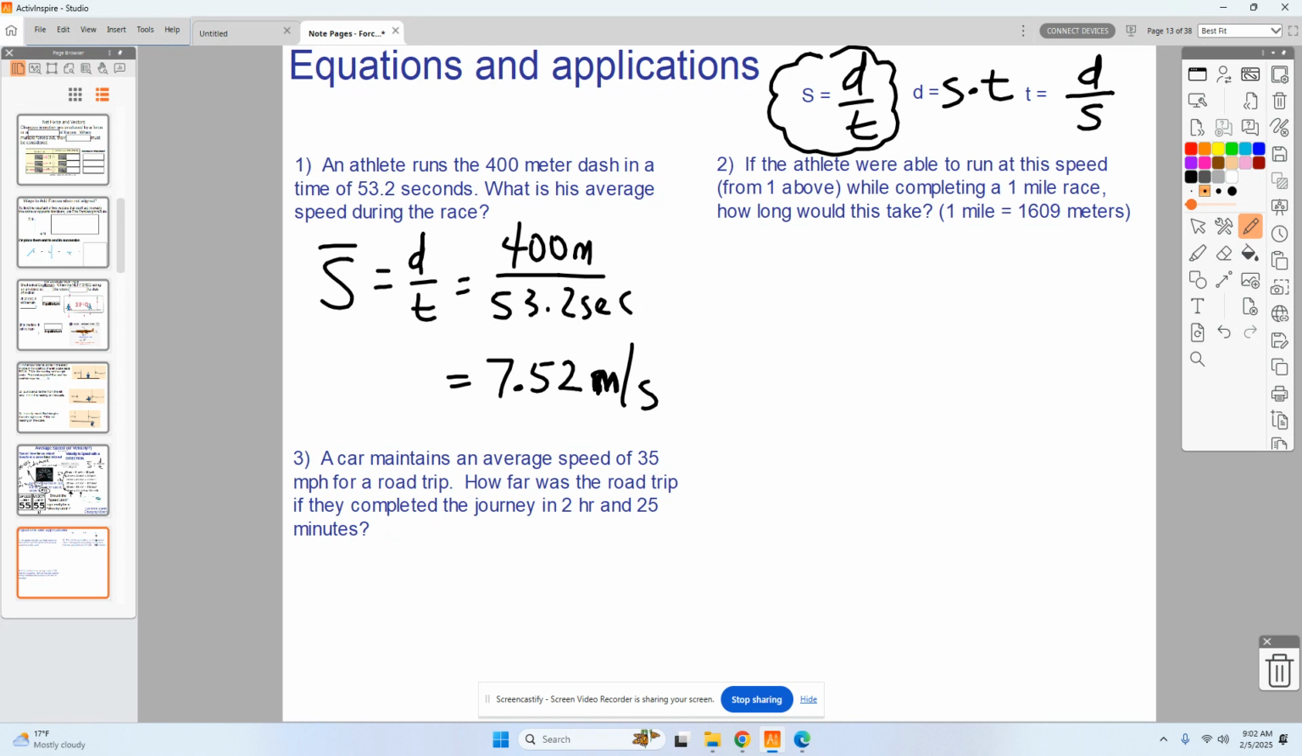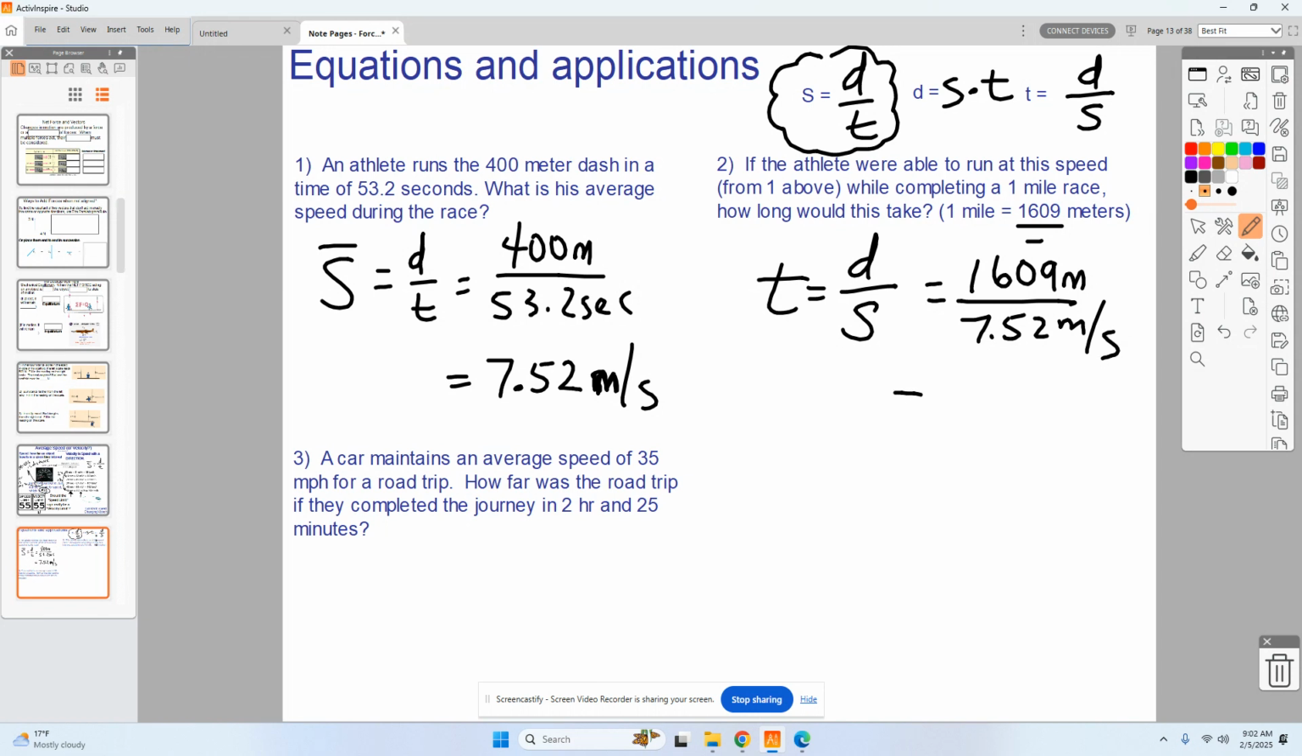Now, I'm solving for a different thing here. Number 2 is saying, I'd like to know how long it would take to complete a mile. So this one, I'm going to use time is the distance they're traveling divided by a speed. It's the same equation solved for a different thing. They're going to travel 1,609 meters, and they're traveling that at this rate. We're assuming that they can keep that up the entire race. Very likely going to have a hard time with that.